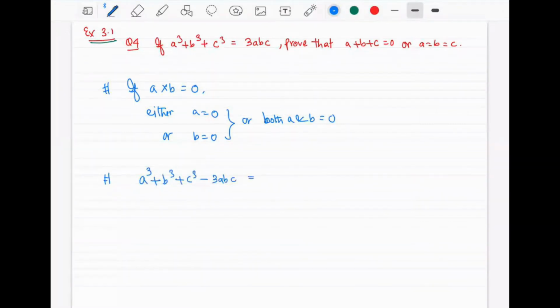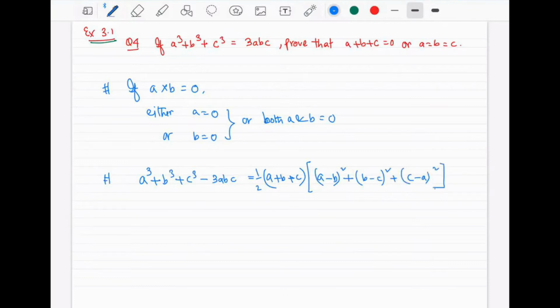For this, the factorization looks like this: A plus B plus C, and remember, we just did it yesterday, there is a half in the front, and we have A minus B whole square, B minus C whole square, C minus A whole square. So this was the factorization that we have obtained. You can look it up if you want to understand how we obtained this. So no need to copy this. We have already done this. But this is a concept out of this chapter, so you just keep it as a note on the side.